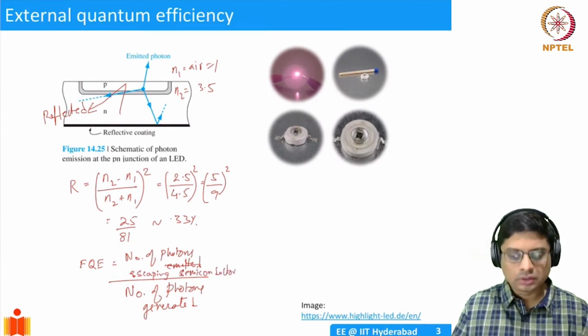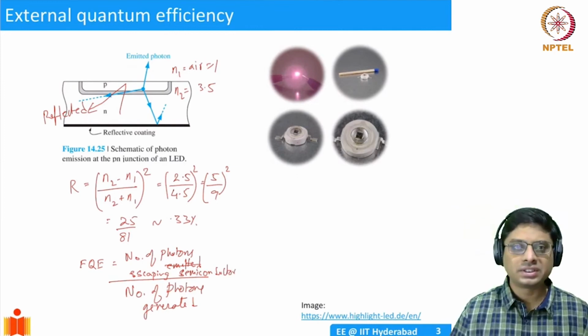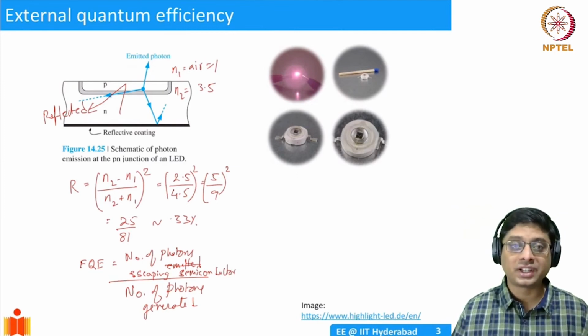Right? So, I mean, this seems like a large number. 1/3 of the photons are getting reflected. That's not a good thing.